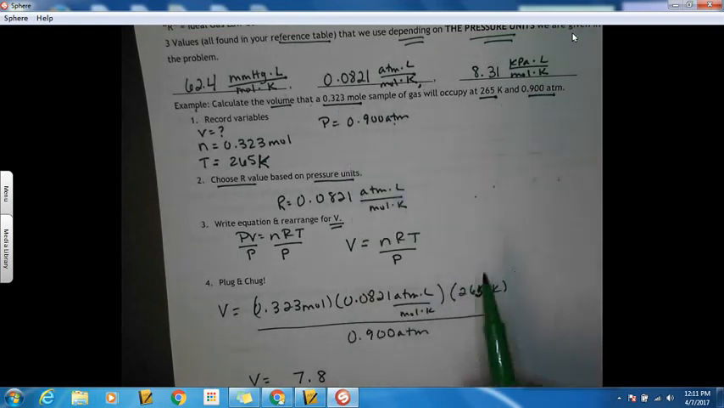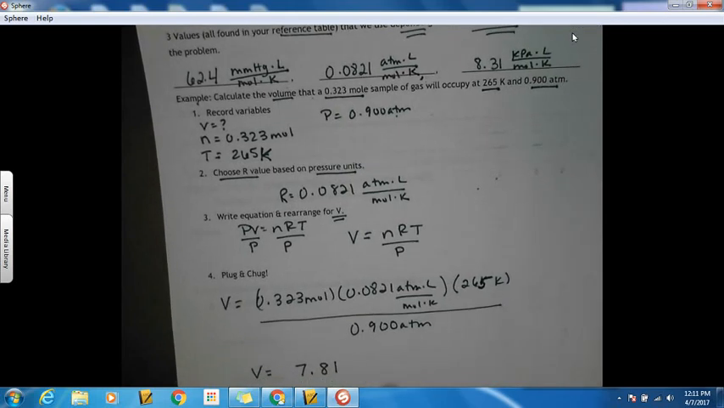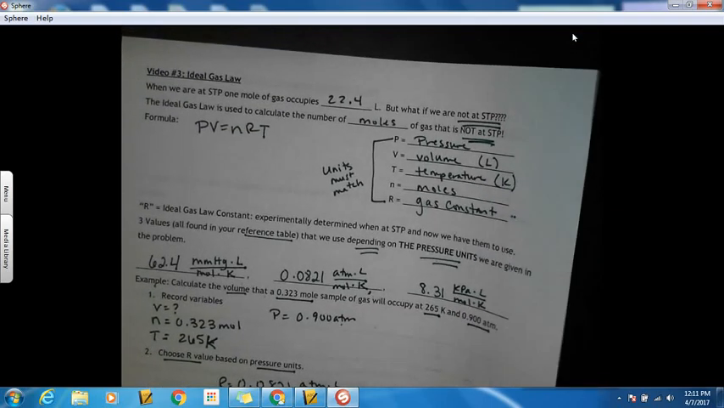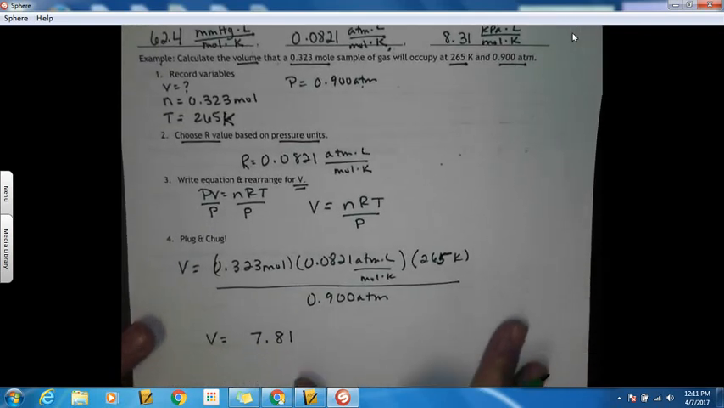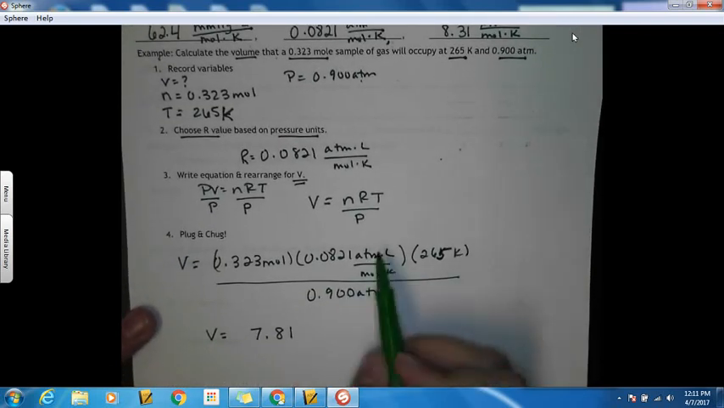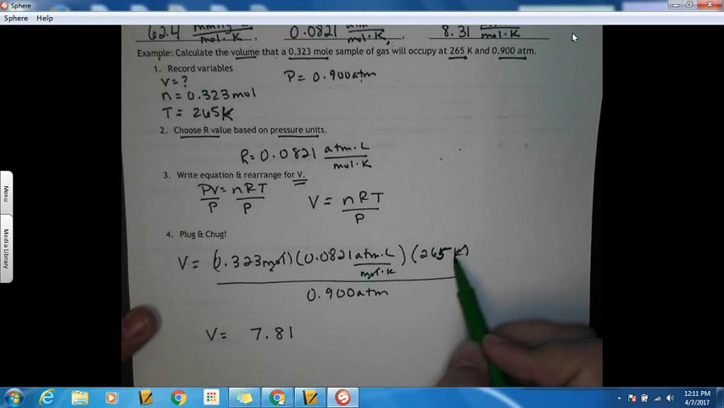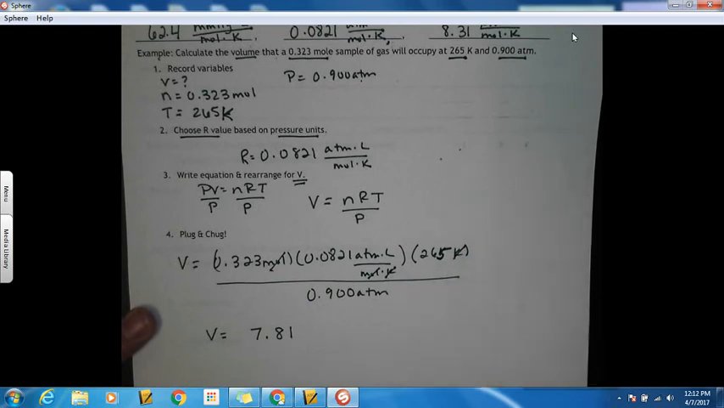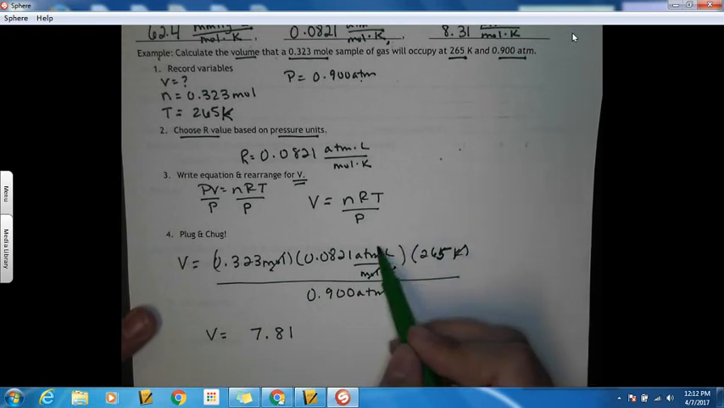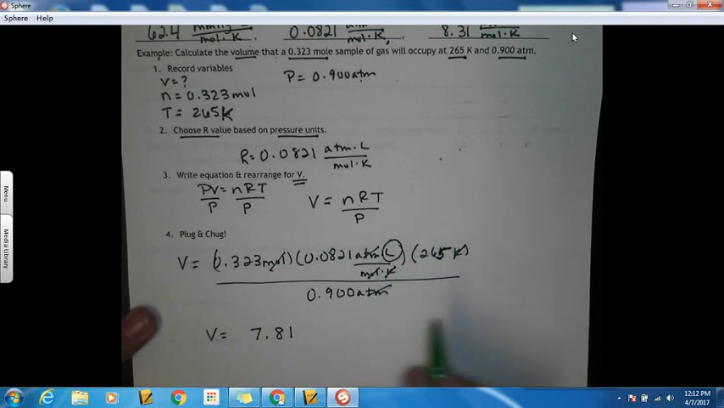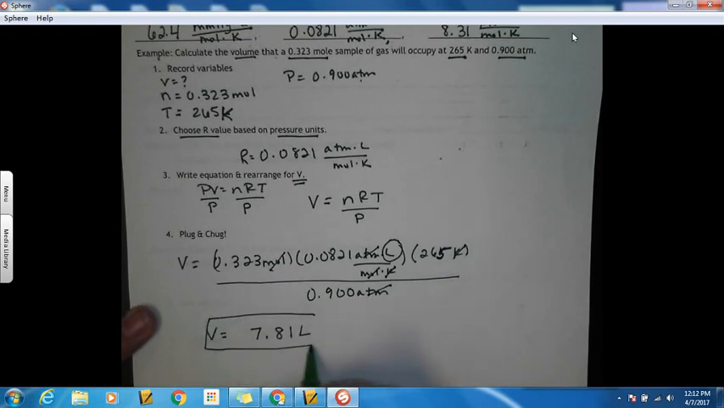Now, what will be the unit? We said earlier that volume has to be in liters, which means liters will come out when we are solving for it. But why is that? If we look at our problem and all of our units, we'll see we have moles on top, moles on the bottom. That cancels. We have Kelvin on the top, Kelvin on the bottom. That cancels. We also have atmospheres on the top and atmospheres on the bottom, so that cancels. So what's left over are liters. And that's how we know what unit we have left over. All right, and so that's it for today.